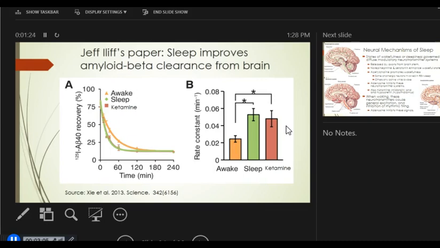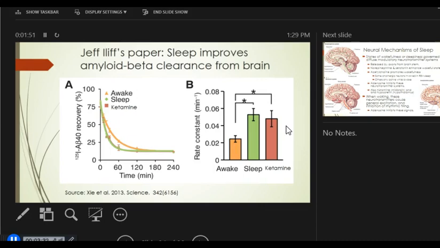But if you look at this, what this is showing is that when the individual was asleep, they very rapidly recovered all of their beta amyloid. So they're starting off with large amounts of beta amyloid present when they sample at each of these time periods. They're starting at about 15 minutes, a half an hour, 60 minutes, 120 minutes, and so on.